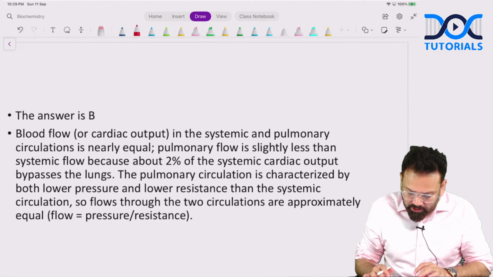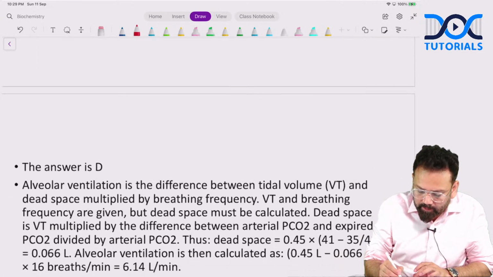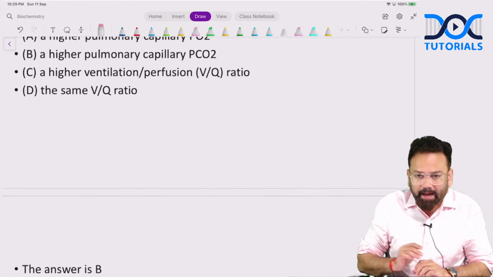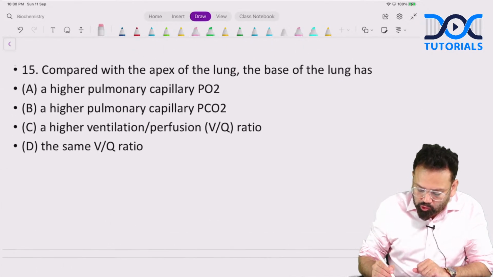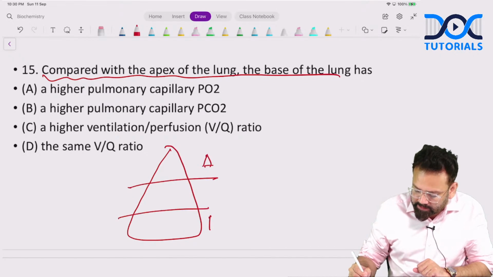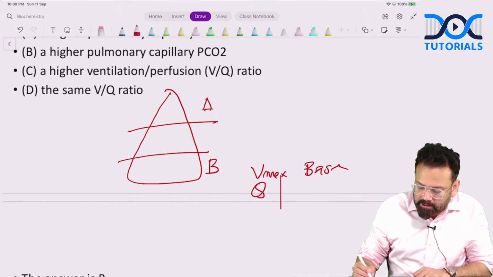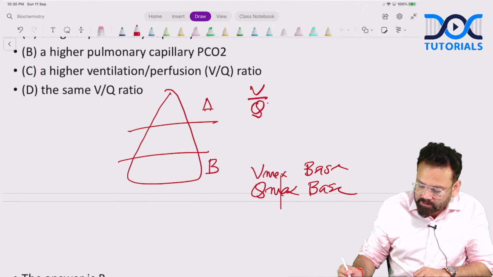This is the same question. Compared with the apex of the lung, the base of the lung will have what? I have told you so many times, this is apex, this is base. Ventilation is maximum at the base. Perfusion is also maximum at the base. But V/Q ratio is maximum at the apex. That is why PO2 is highest at the apex and carbon dioxide is more at the base.